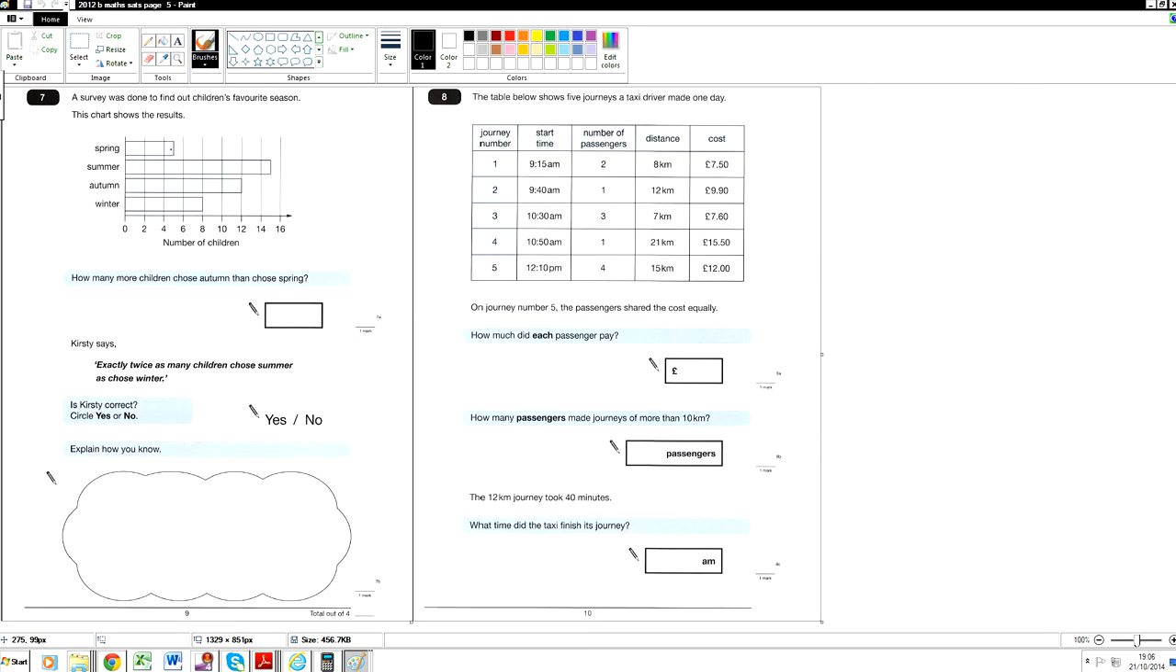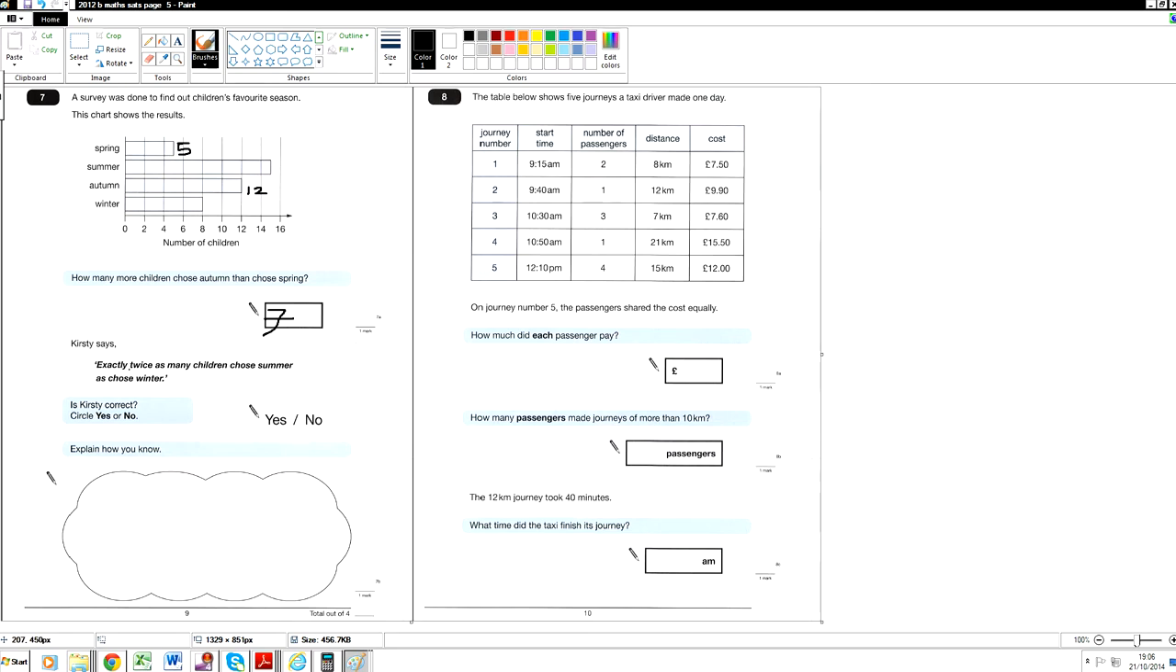Page 5 for us. A survey was done to find out children's favorite season. This chart shows the results. How many more children chose autumn than chose spring? What we need to do is look at autumn. What was it for autumn? It was 12. And how much is spring? 5. The answer is 7.